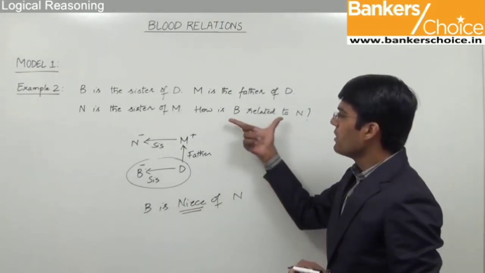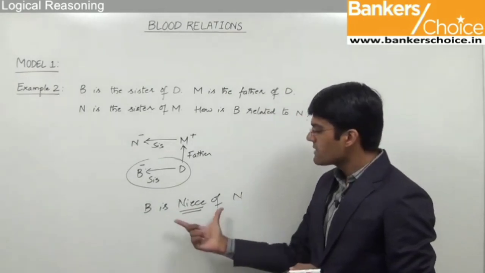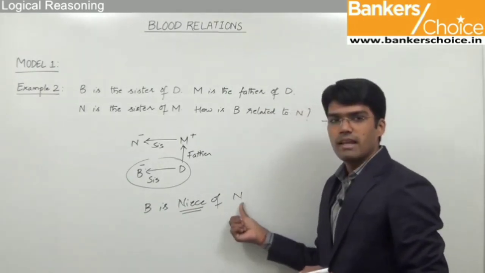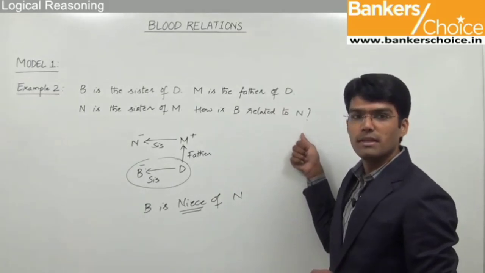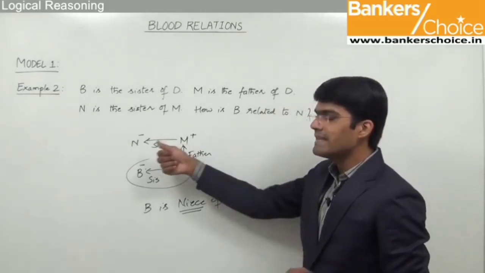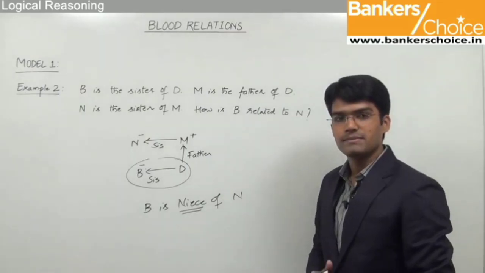Remember, as I already told you, be careful. If the question is how is B related to N, our answer should be B is the niece of N. Had the question been given the other way, that is how is N related to B, then the answer should be N is the aunt of B. But here the correct answer is niece.